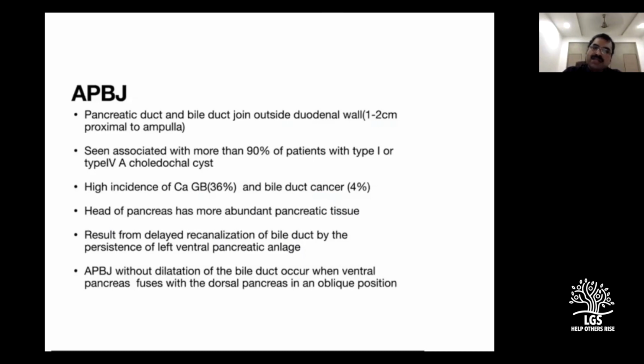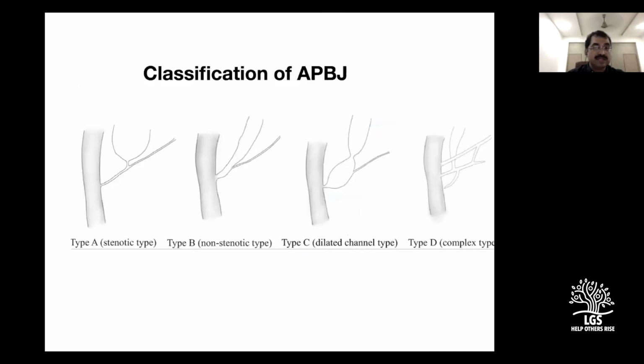Sometimes you can see abnormal pancreatic duct bile duct junction without dilatation of the bile duct. But the anomaly is a risk factor for malignancy of the biliary tree, including carcinoma of the gallbladder and carcinoma of the bile duct. So this is the classification by the Japanese Society on Pancreatic Duct Maljunction. So you have type A, what is called a stenotic type. Type B, you have non-stenotic type of common channel. Type C, you have dilated channel, and type D is the complex type.